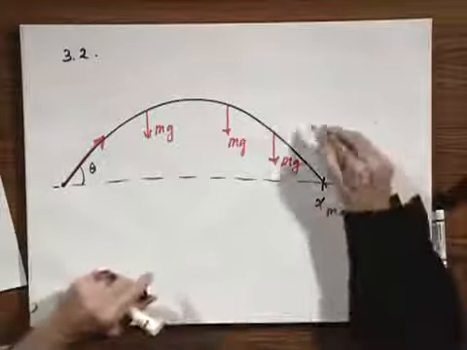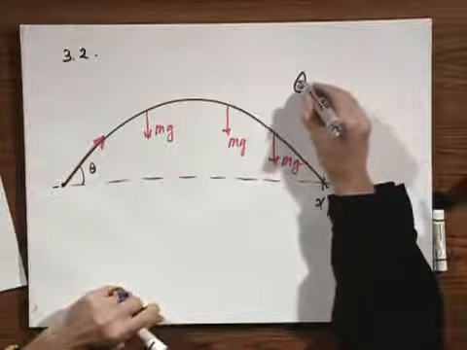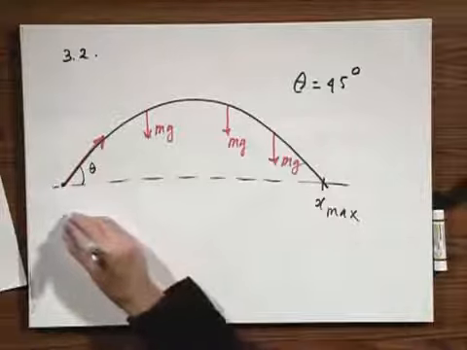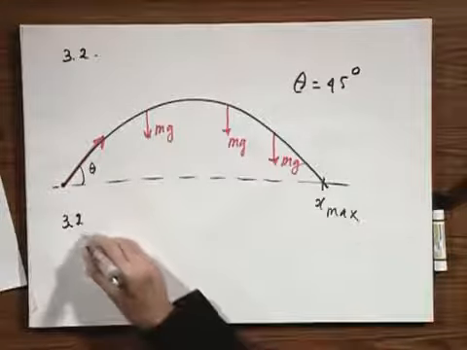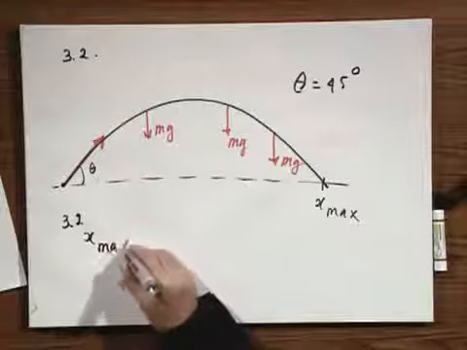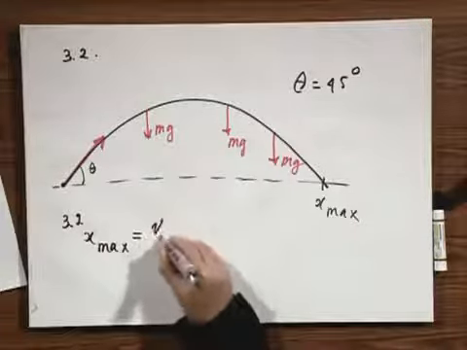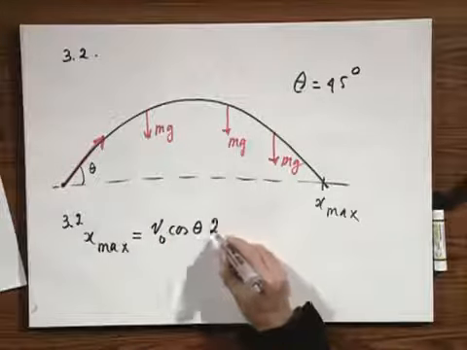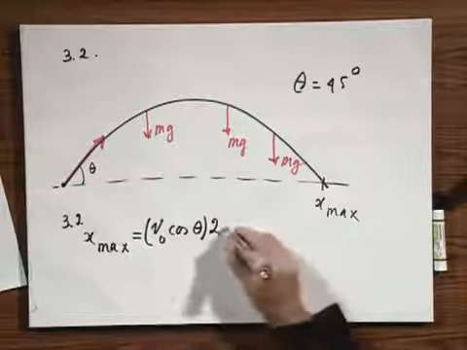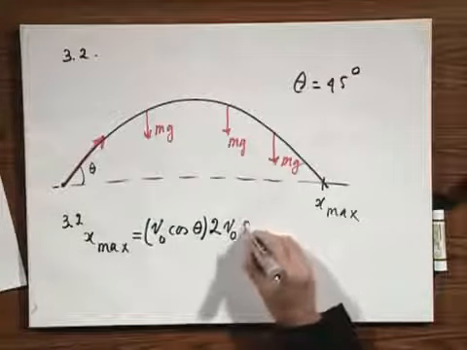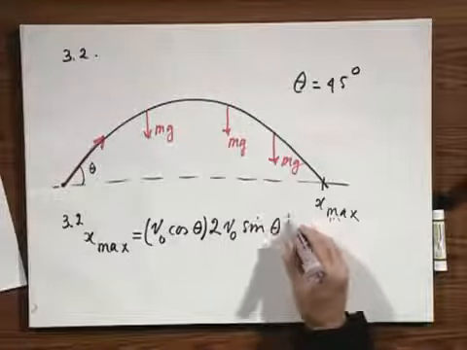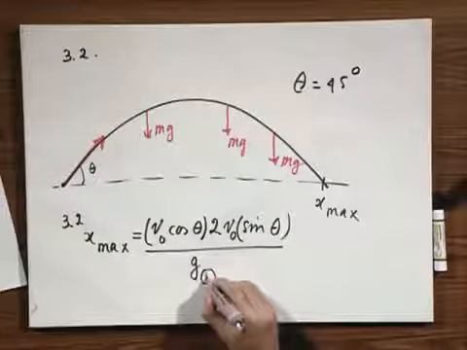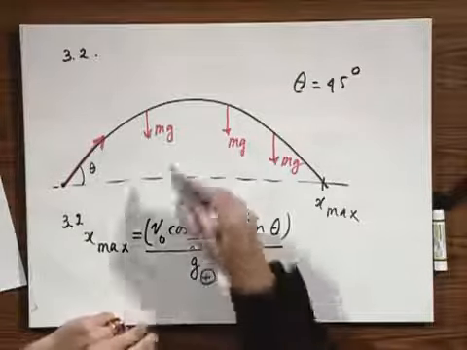Perhaps you remember that the maximum range would be when theta equals 45 degrees. You can clearly see that from problem 3.2, because x max equals v0 times cosine of theta times 2 times v0 times the sine of theta divided by g at Earth. This is the gravitational acceleration at Earth.